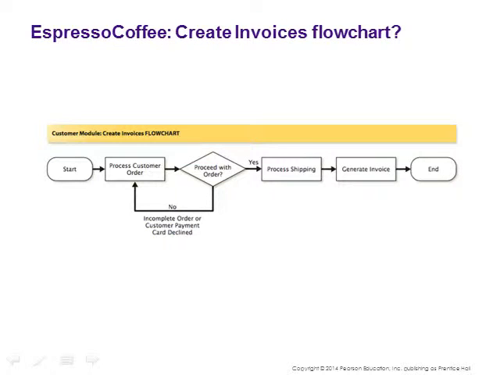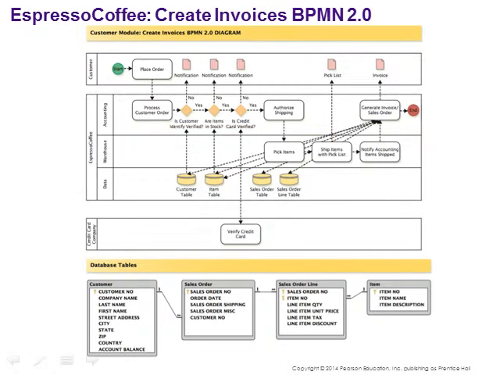So for example, the create invoices process is customized for this EspressoCoffee company using a flowchart. Note that the database tables generally are not shown in these flowcharts. So also the create invoice process is customized for EspressoCoffee using the BPMN approach. So notice too that the database tables shown here are shown in greater detail than in the database tables section.